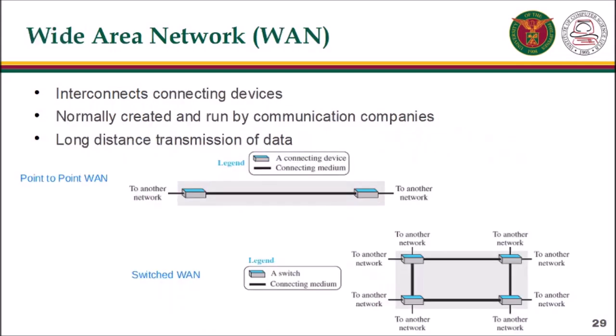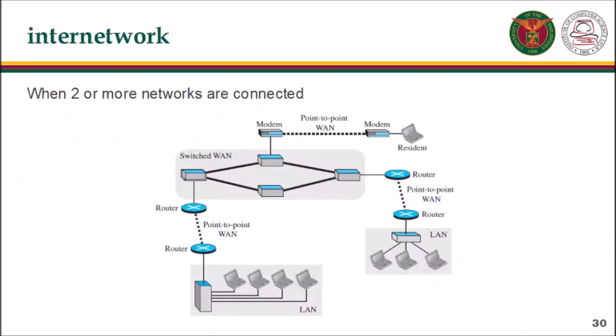Next is the wide area network or WAN. WAN interconnects connecting devices. It is normally created and run by communication companies. It is involved in long-distance transmission of data. Today, it is very rare to see a LAN or WAN in isolation. They are connected to one another.